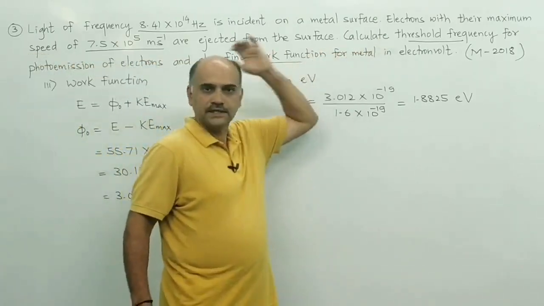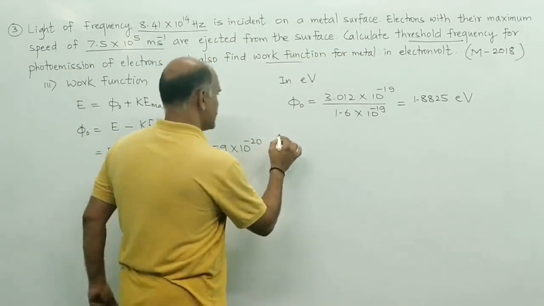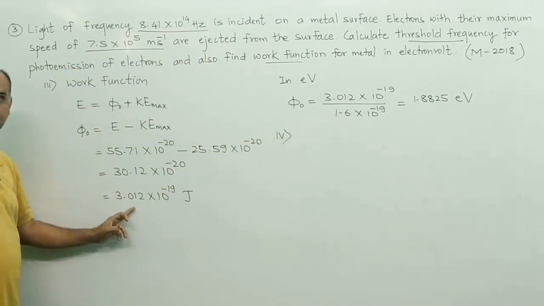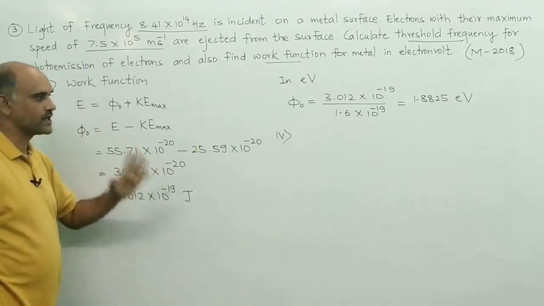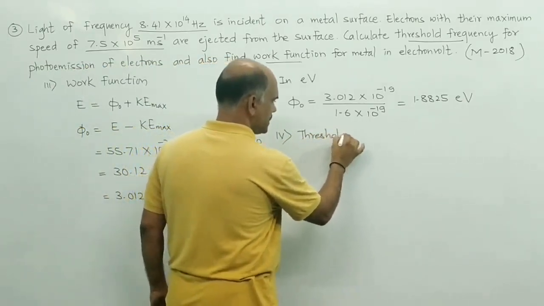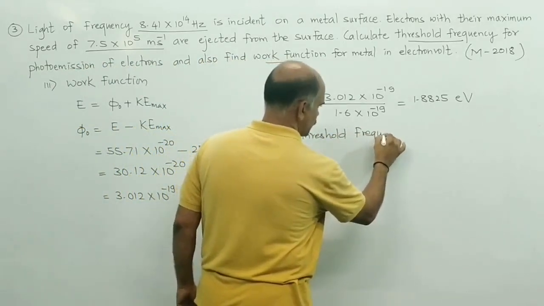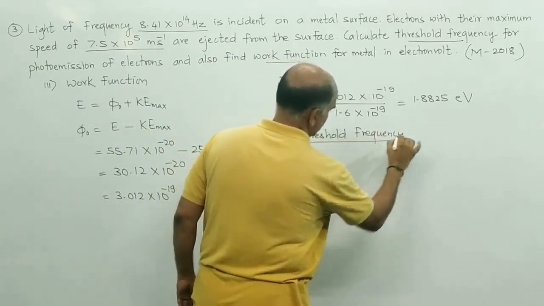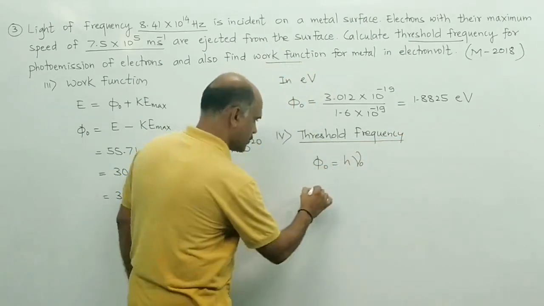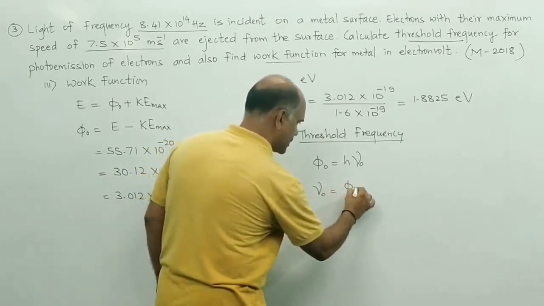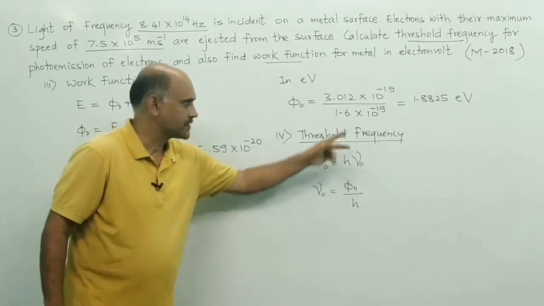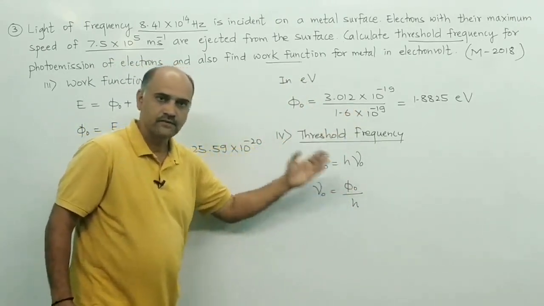Now he has even asked us to calculate threshold frequency. So now we will calculate threshold frequency. So to calculate threshold frequency, you are required to use work function in joules. SI unit is joule, so you are required to use it in joule. So by formula, phi naught is equal to h nu naught. So nu naught will be equal to phi naught divided by h. But here phi naught should be in SI unit, not in electron volt, and h value you are knowing.